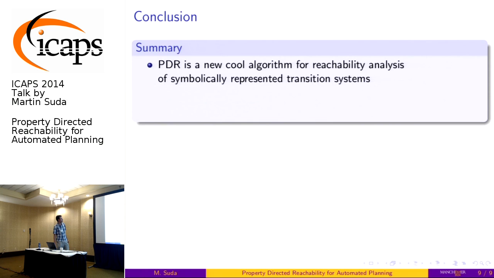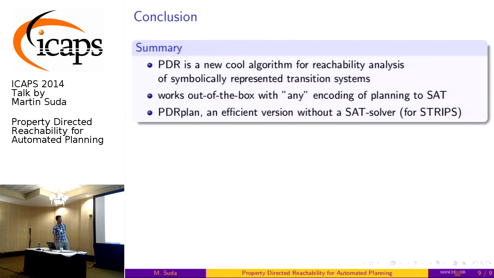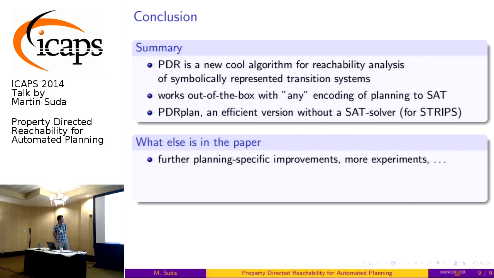To conclude, there is a new cool algorithm for reachability analysis of symbolically represented transition systems. You can combine it with any encoding out of the box, but you can also do some tricks, exploit the structure of the planning state spaces, and get something even more efficient.